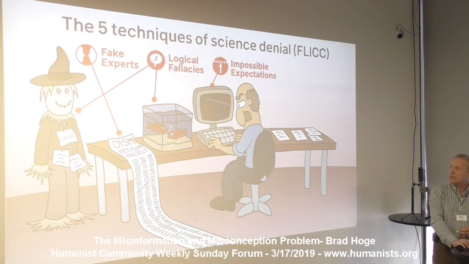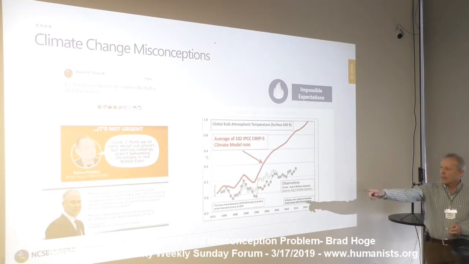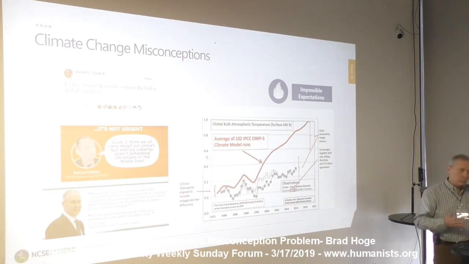Impossible expectations is a strategy that's often used, particularly with modeling. I have Scott Pruitt's quote down here at the bottom where he tries to say what people don't realize is that what scientists have done is just put information into a computer and it spits out these predictions that are really just speculative in nature. There's no real basis behind them. It's not objectively measured, so really they're useless. And that's really not true at all.